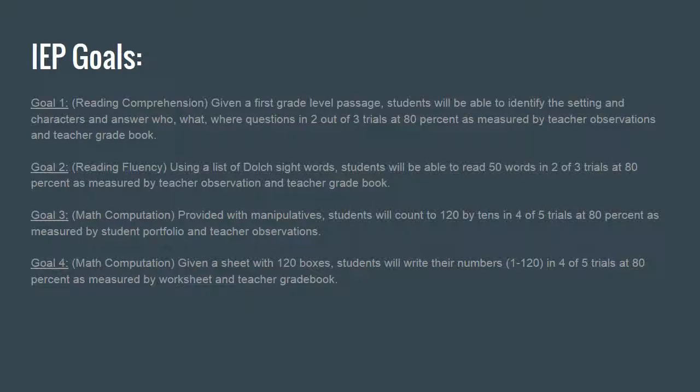I decided that my unit should focus on 4 goals from 3 domains. The 3 domains are reading comprehension, reading fluency, and math. At the end of this unit, my students should be able to answer comprehension questions, read 50 Dolch sight words, count to 120 by tens, and write their numbers 1 through 120.